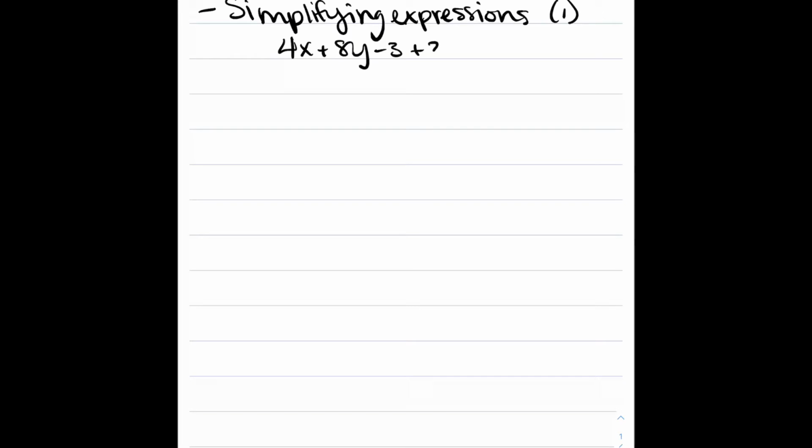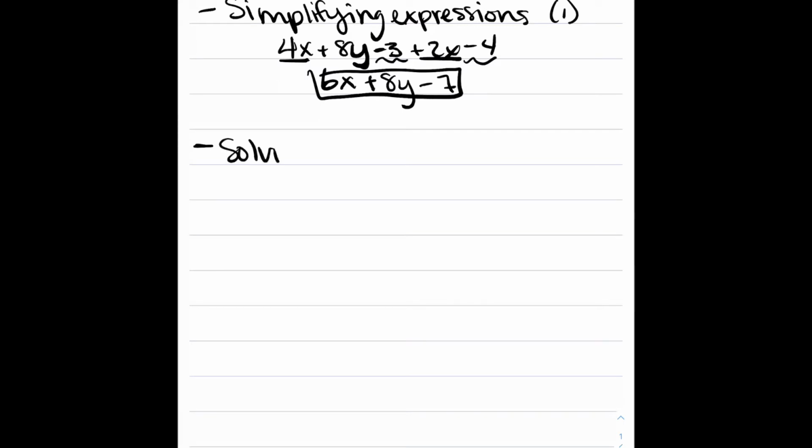This is going to be like if you have 4x plus 8y minus 3 plus 2x minus 4. So this type of problem we'll simplify by combining like terms. I have 4x, I have a 2x, that's 6x. And then I have a negative 3, negative 4, so I have this plus 8y, negative 3, negative 4 is negative 7. Okay, so that's simplifying expressions, just combining like terms.